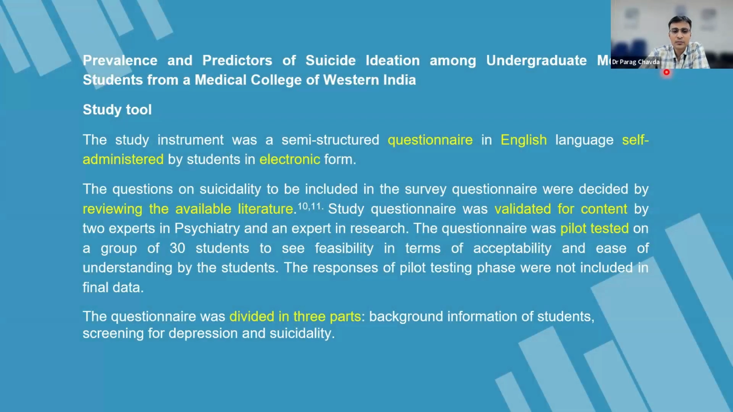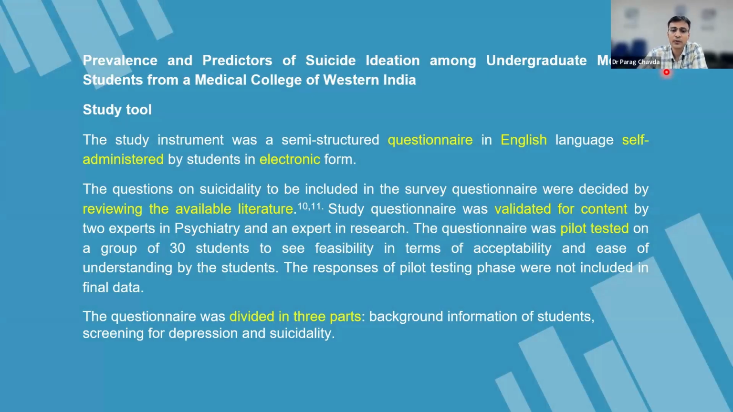So for example, a description of the study tool, right, that we are expected to write in the study proposal. So what exact paragraph are we going to write? I'm taking one example of a previous article. This is one of the studies that we did.